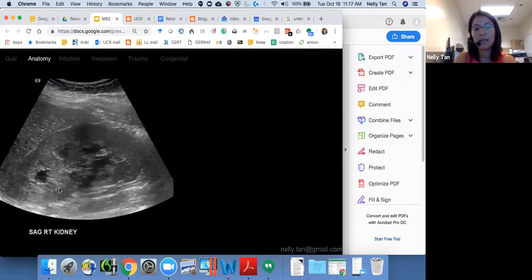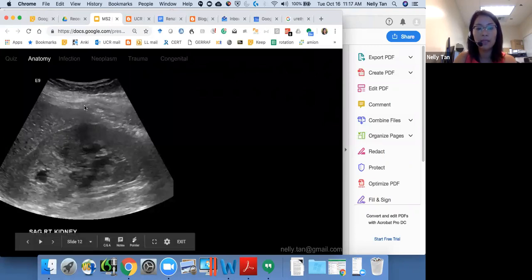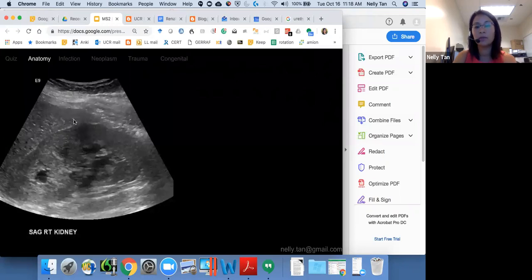It's the kidney, good. So ultrasound is really great for looking at the kidney because the kidneys are very close to the posterior soft tissue, your abdominal wall. So you have good access to it. And so ultrasound is really great for that.